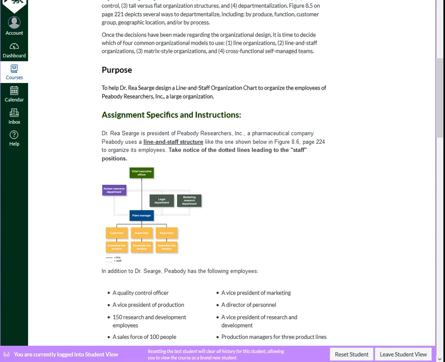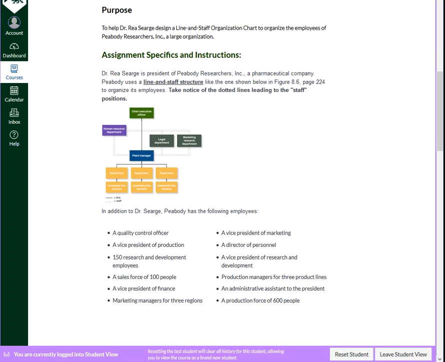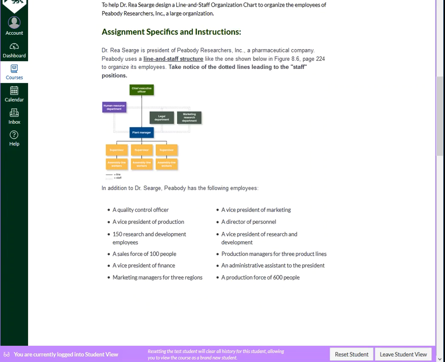The assignment instructions and specifics talk about Dr. Reyes Serge, who is the president. Peabody Researchers is a pharmaceutical company, and they use a line and staff structure. Take note of the dotted lines leading to the staff positions and who the solid lines lead to. Okay? Read about that in the textbook, that it makes a difference whether you use a solid line or a dotted line as you're creating the organization chart.